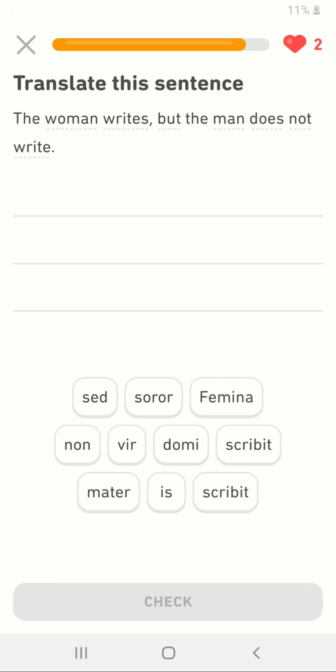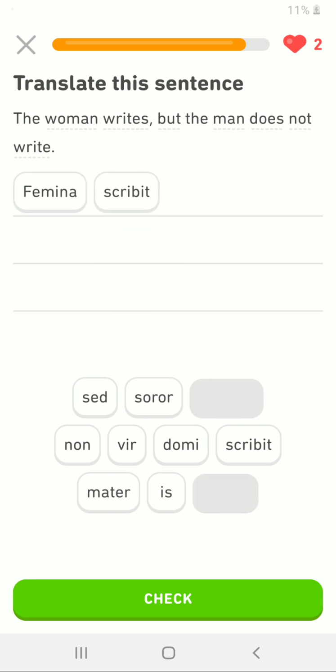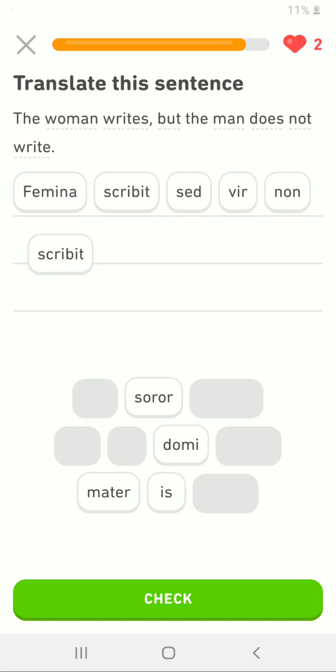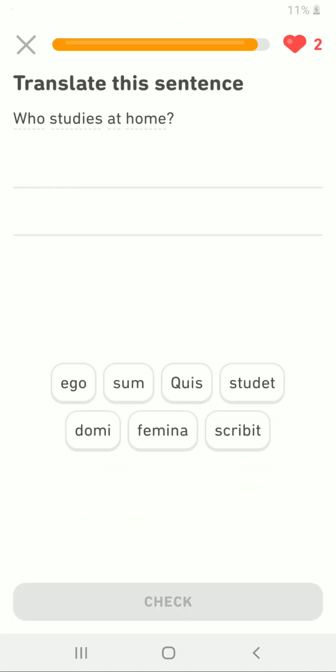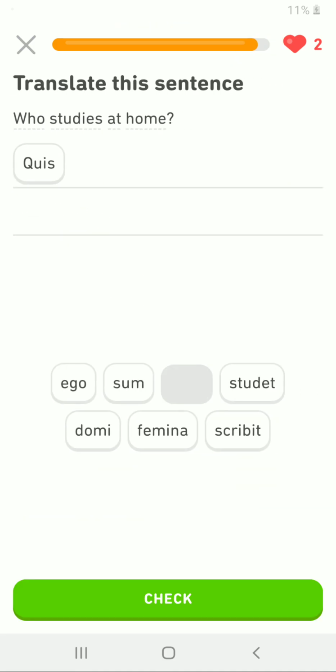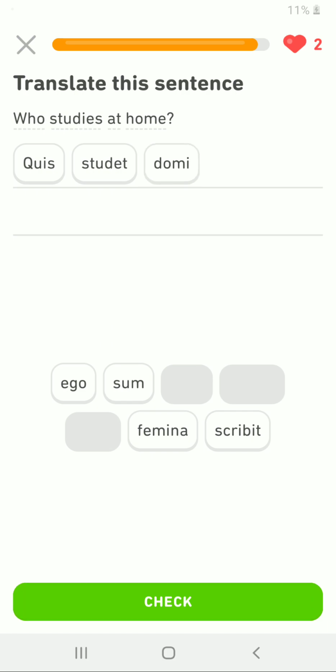The woman writes, so femina scribit. Sed vir non scribit. Very easy. Quis studet domi? Domi.